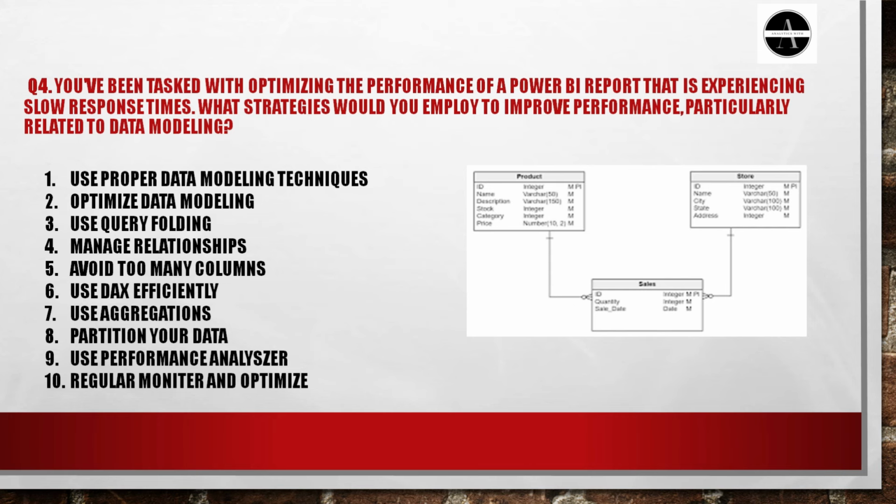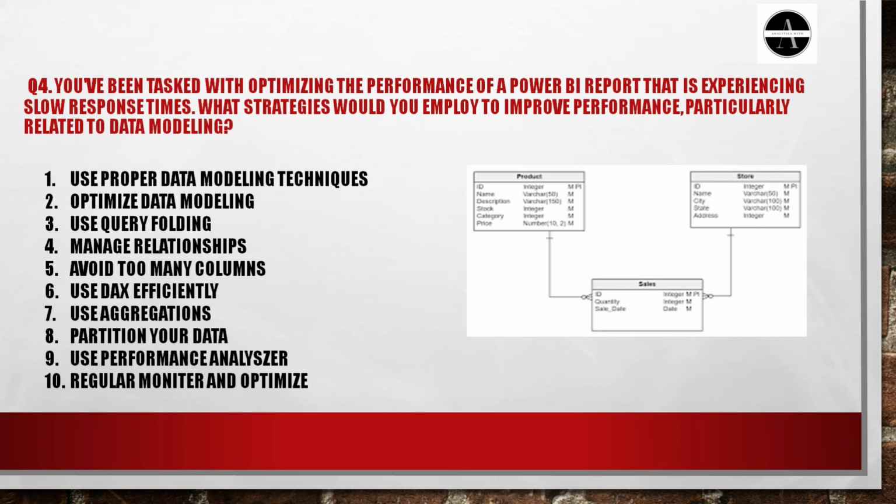Point 5. Avoid too many columns. Only include the necessary columns in your table to reduce memory consumption and improve the query performance. Point number 6. Write DAX formulas efficiently, avoiding nested calculations and unnecessary iterations. Next point, create summary tables or aggregations to pre-calculate the frequently used metrics, improving query performance, especially for large data sets. Eighth point is, partition your data.